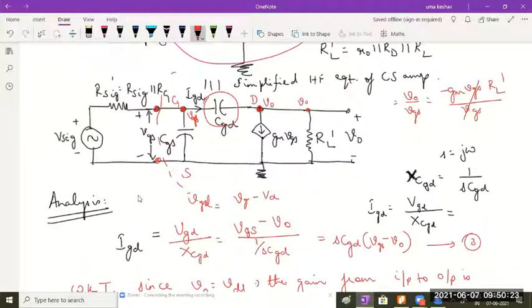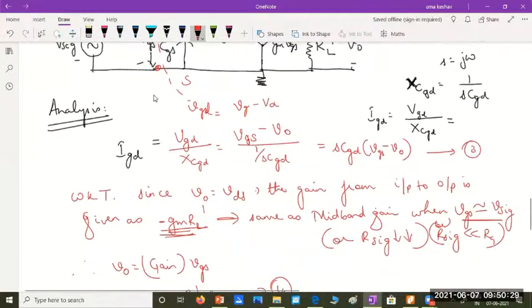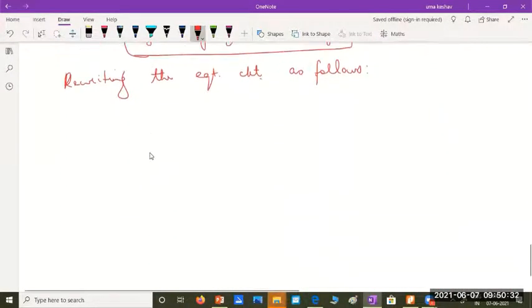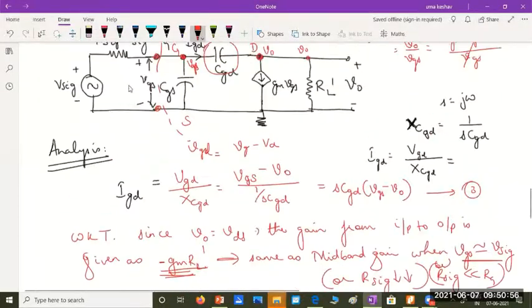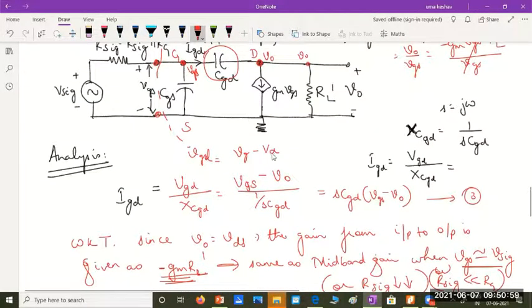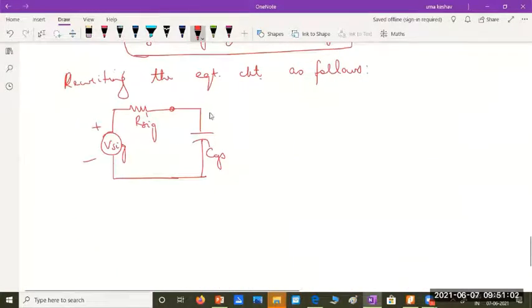What would it look like? I'll write it something like this. We have Vsig. Here I have Rsig dash, which is Rg in parallel with Rsig. Here I have the capacitance CGS. That part is the same as what we have here. CGS we have, and this CGD, I'll replace it like this.